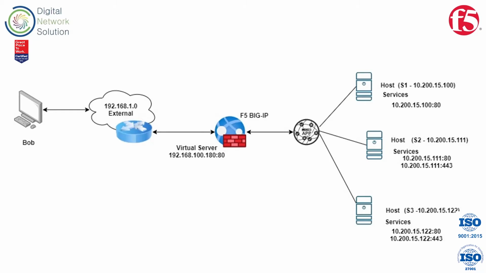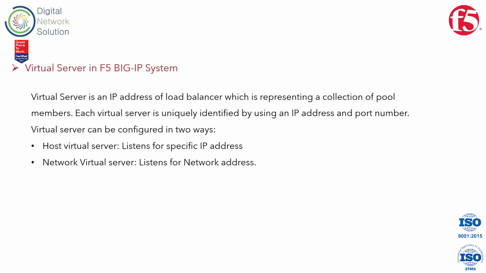So what is a virtual server in the F5 BIG-IP system? A virtual server is an IP address of a load balancer which represents a collection of pool members. Each virtual server is uniquely identified by an IP address and port number. A virtual server can be configured in two ways: a host virtual server listens for a specific IP address and a network virtual server listens for a network address.